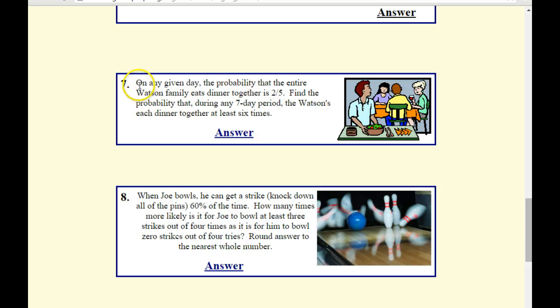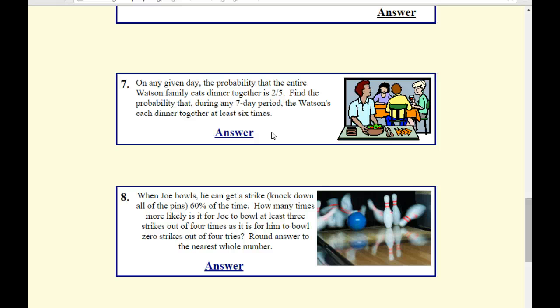Let's try this one. On any given day, the probability the entire Watson family eats dinner together is 2/5. Find the probability that during any 7-day period, the Watsons each eat dinner together at least 6 times. That's supposed to be eat dinner together at least 6 times. At least 6. We will do the bowling one. I like that one too. At least 6 times. At least 6.